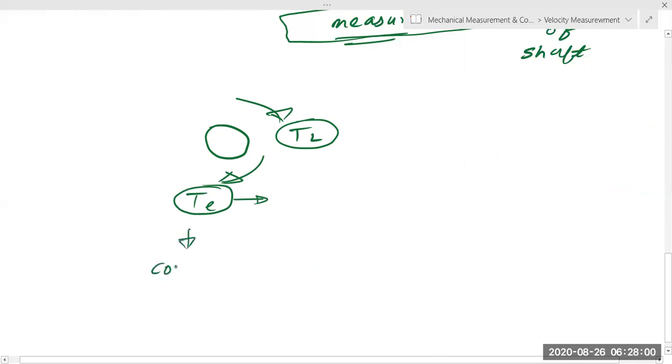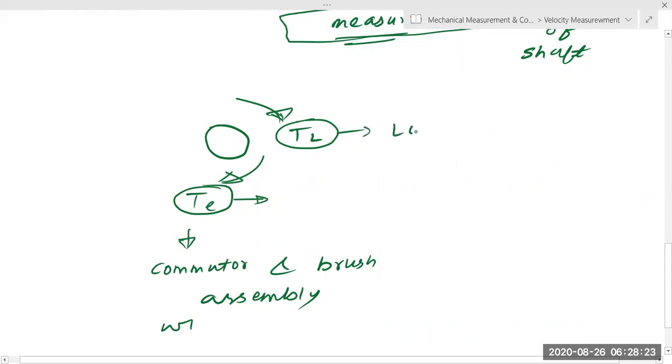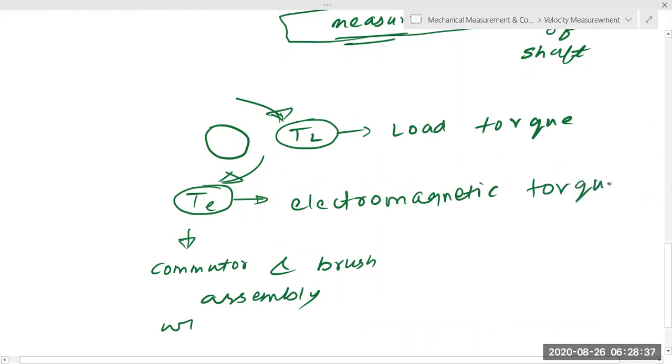the commutator and brush assembly, now if this torque that is generated here, and the torque that is induced, the electromagnetic torque, this is the electromagnetic torque, and this is the load torque. There is one more torque that will be electromagnetic torque. Now what I'm saying is, you are not going to measure load torque. What we are actually going to measure is electromagnetic torque.